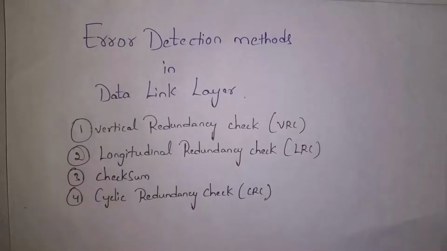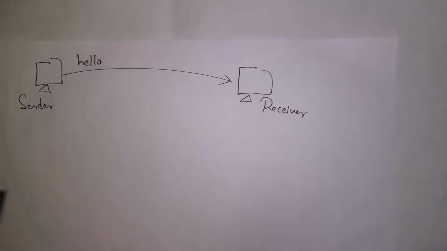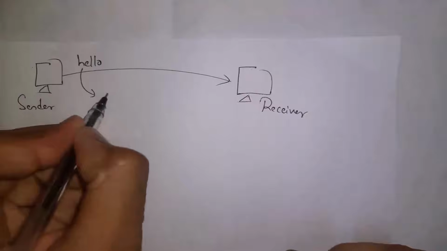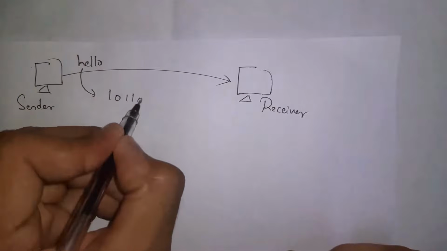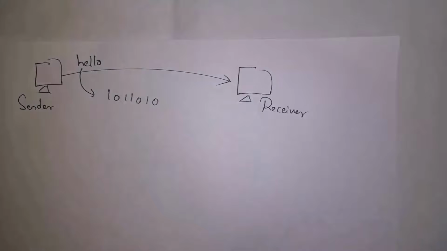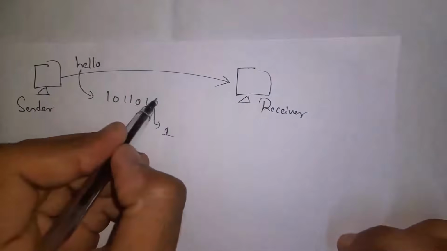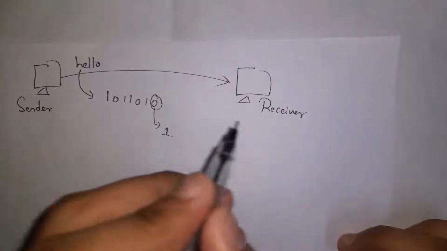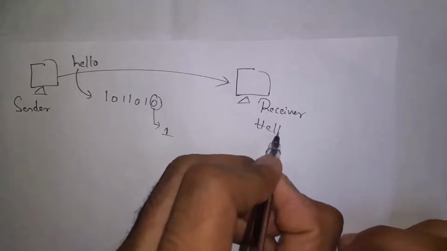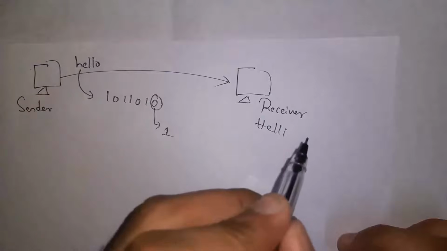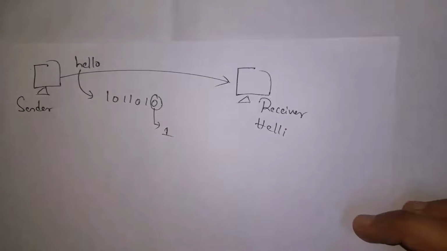For example, the sender will send data like hello. For example, let us say the hello binary code is 10111010. Whenever the sender sends data, due to some noise and interference, this last bit 0 is converted to 1. As there is a bit change, the receiver may receive wrong data like HELLI. In place of O, the receiver will receive I, which is a wrong message.